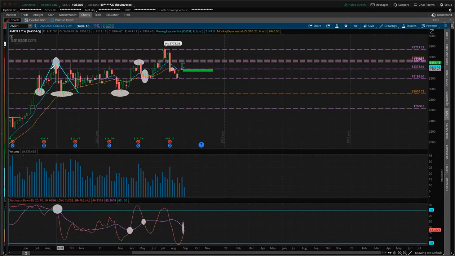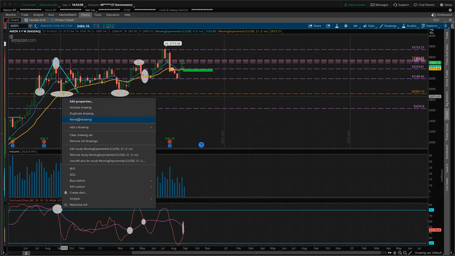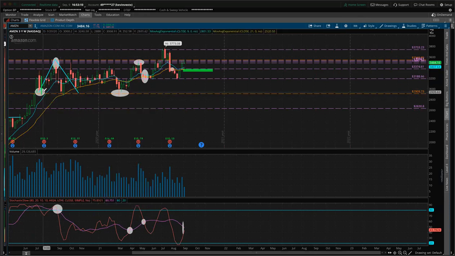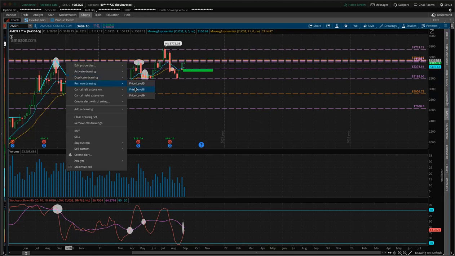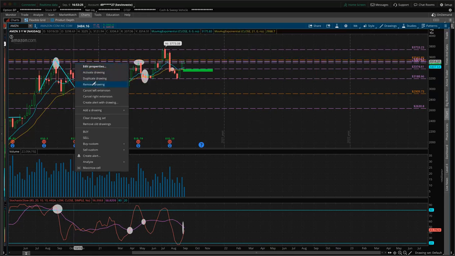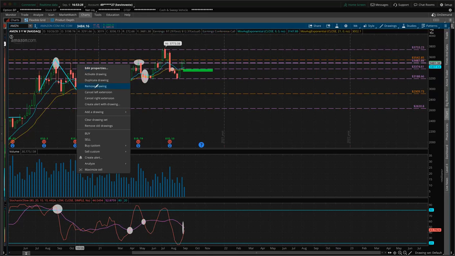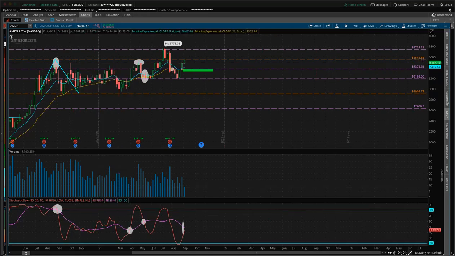Okay, so we are currently at a level on Amazon where we have struggled to break. And in the past, what has happened is Amazon has literally fallen off after hitting this level right here, this orange line. I'm going to make sure to remove all of the other lines so you can see the orange line more clearly. So this orange line that you see here, right? Every time Amazon has hit this line, it has rejected, right?